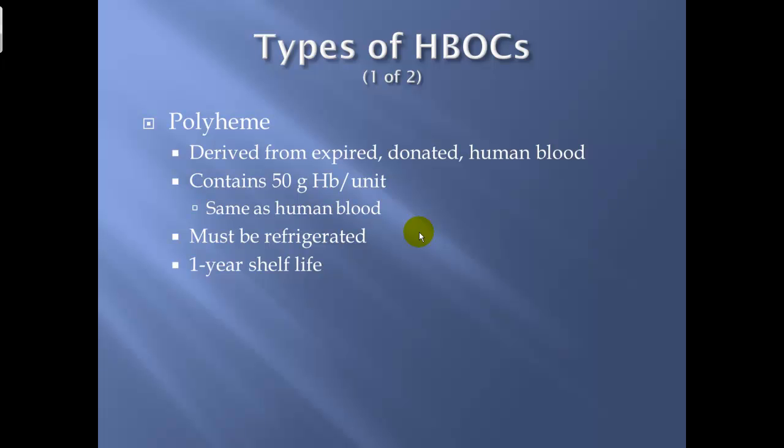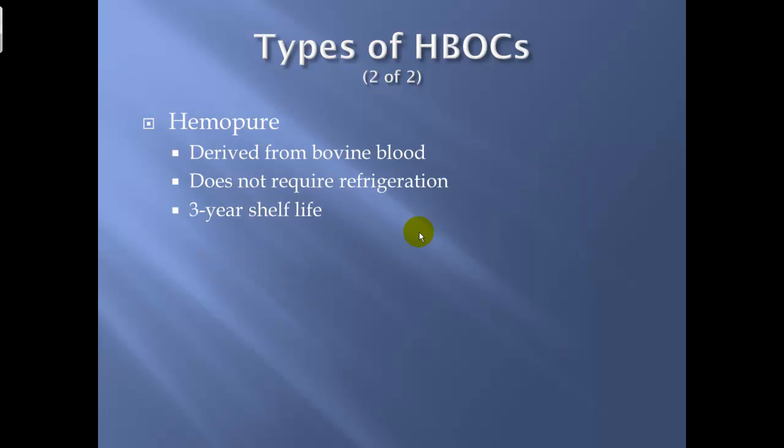First one we're going to talk about here is Polyheme, derived from expired donated human blood. It contains 50 grams of hemoglobin per unit, same as human blood, must be refrigerated, and has a 1-year shelf life. Hemopure is derived from bovine blood, does not require refrigeration, and has a 3-year shelf life.